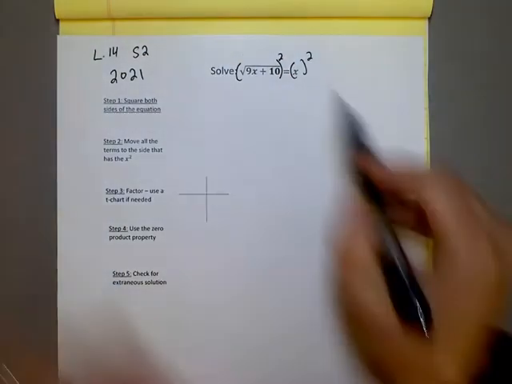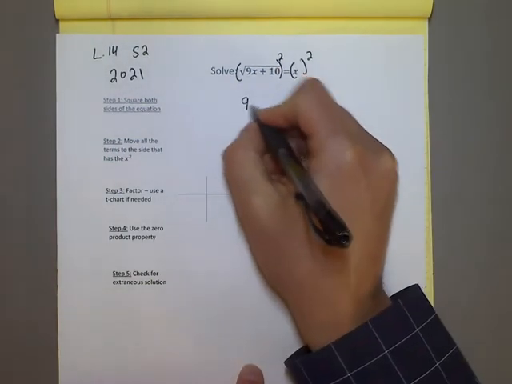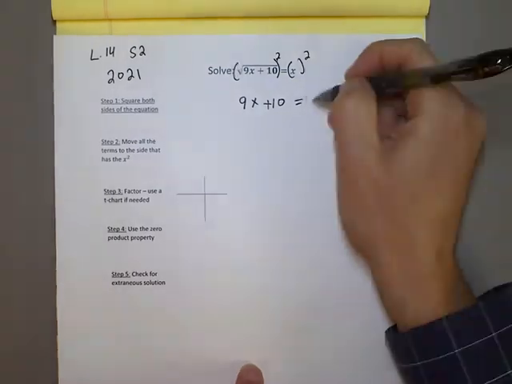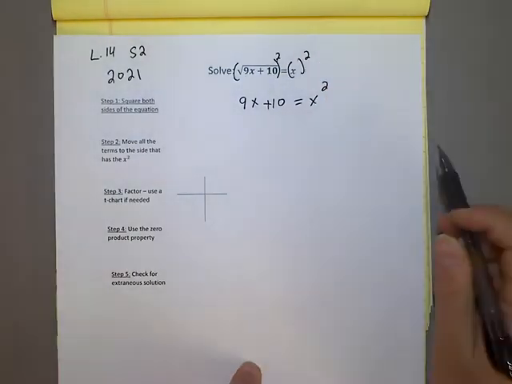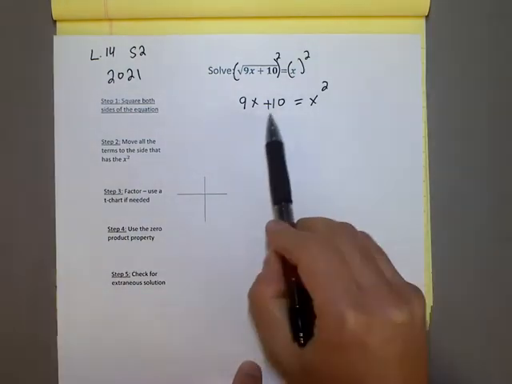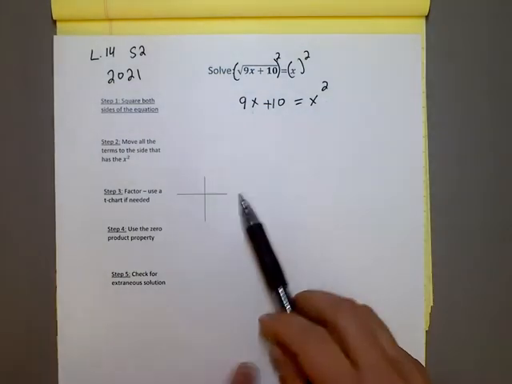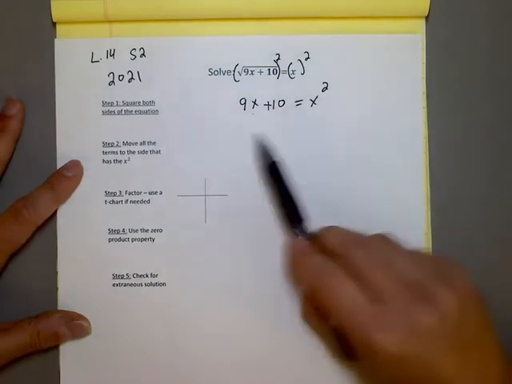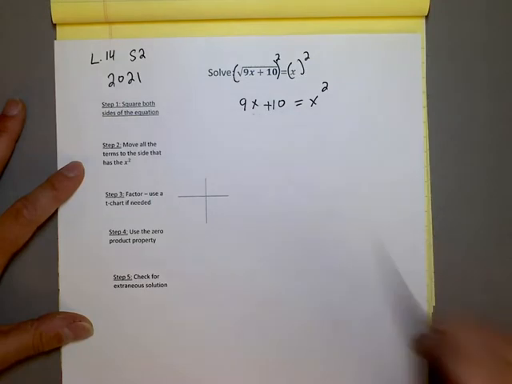When you square a square root, the square root cancels out and you're just left with 9x plus 10. On the right side you have x, which is not inside a square root, so x squared is what you have there. Since you have a linear term, the 9x, and a squared, quadratic term, x squared, we can't just solve for a specific number. Our approach is going to be to try to factor to see what numbers would make this statement true.